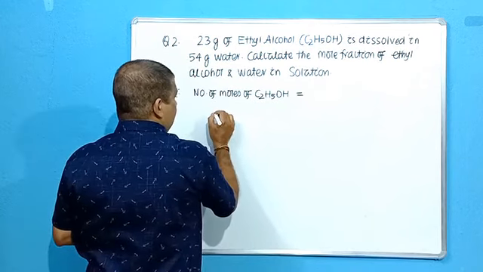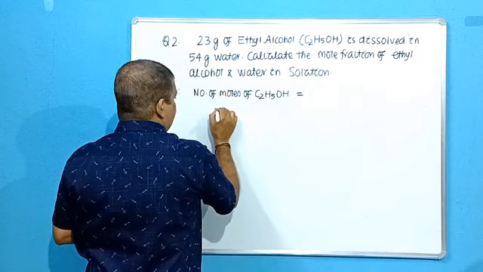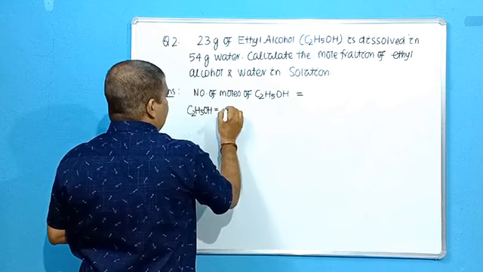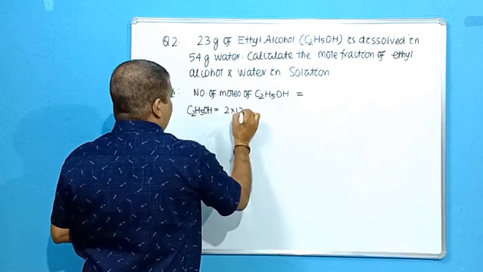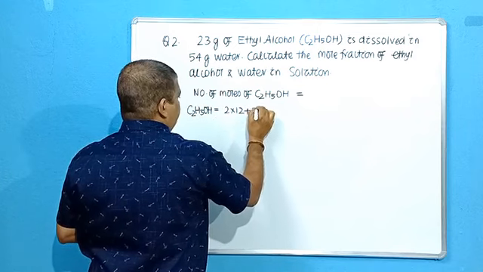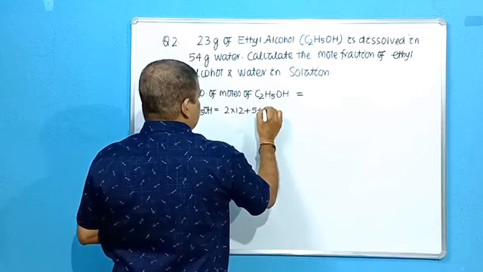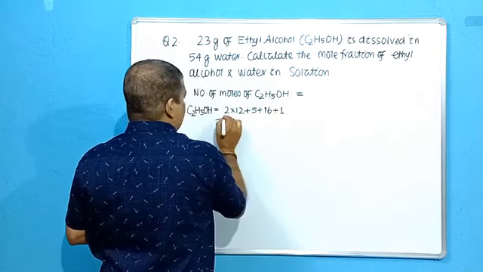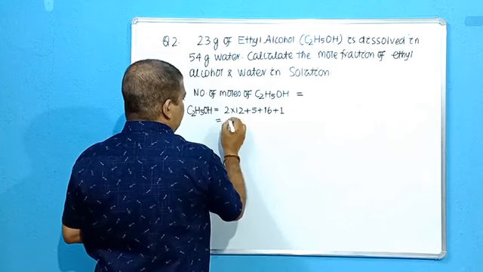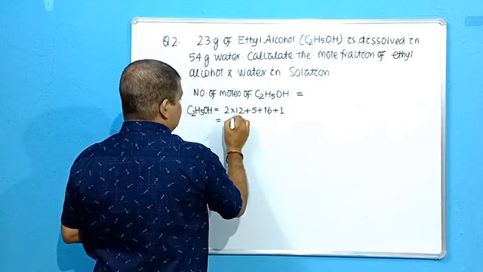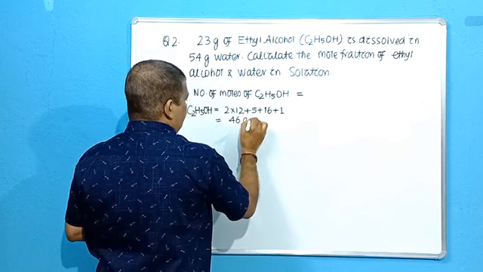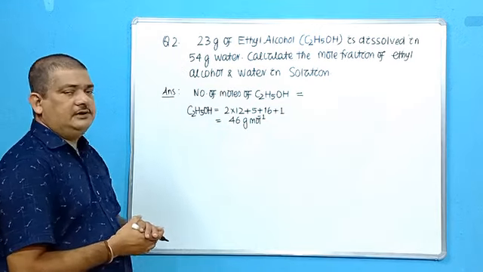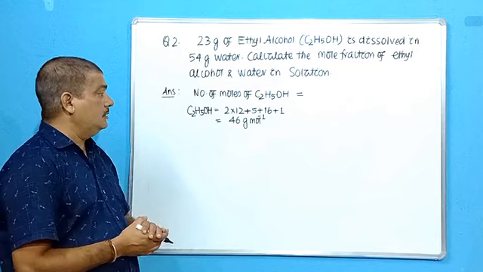C2H5OH, let us find out the molar mass first. So what will be the molar mass of C2H5OH? Molar mass will be 2 into 12 plus 5 for hydrogen, then 16 for oxygen and again 1 for hydrogen. So it will be 24, 29, 30, 46 gram per mole. So molar mass of ethyl alcohol will be 46 gram per mole.